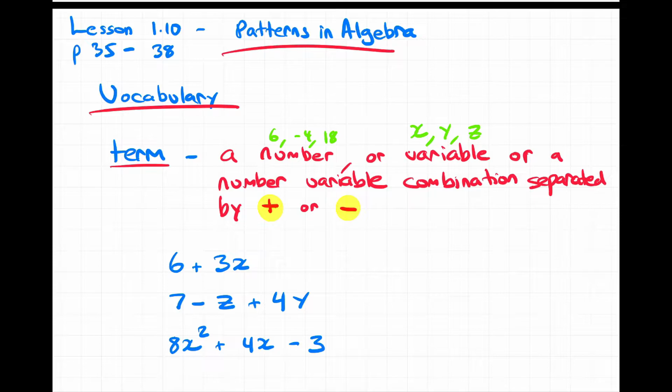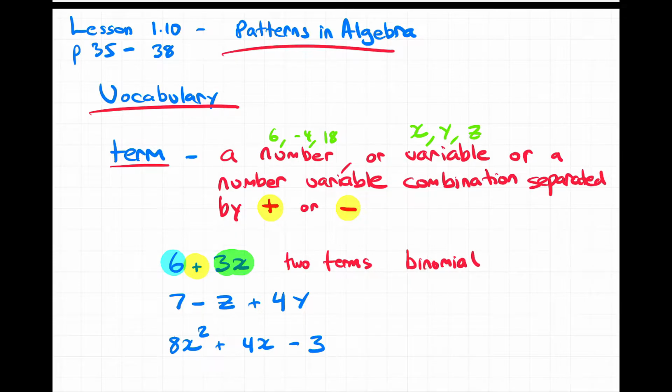So now let's take a look at this first example. We have 6 plus. So there's that plus. So how many terms do we have? We've got 1 that's on the left, and we have 1 that's on the right. So we have 2 terms, and this happens to be called a binomial.